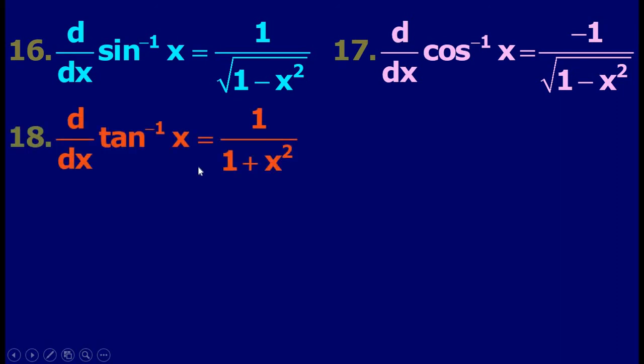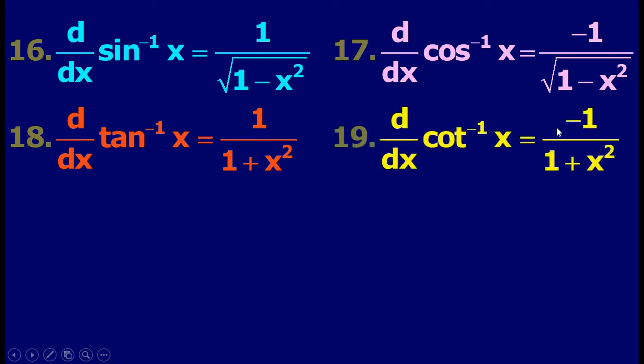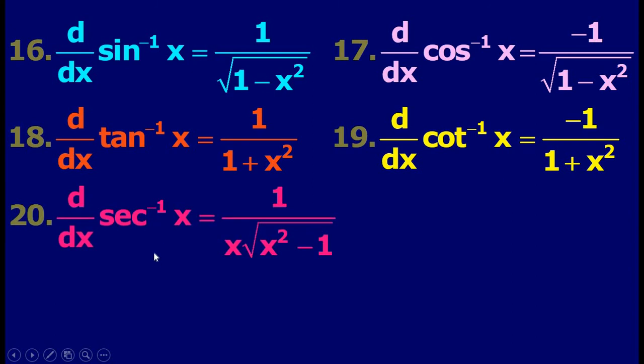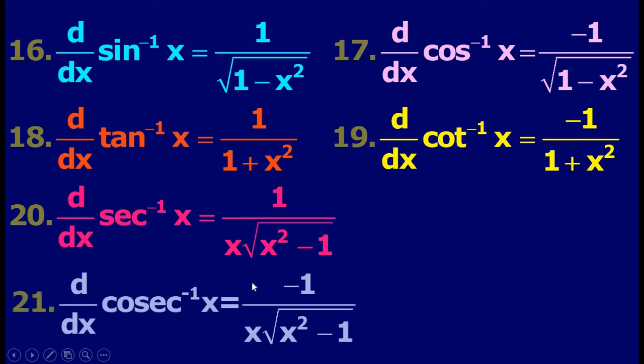Then differentiation of tan inverse x is 1 by 1 plus x square, and differentiation of cot inverse x is minus 1 by 1 plus x square. Now here also only plus and minus difference. So next it is secant inverse x. Differentiation of secant inverse x is 1 by x into root of x square minus 1, and differentiation of cosecant inverse x is minus 1 by x into root of x square minus 1.